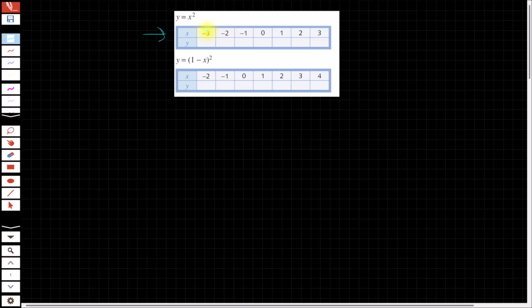We're missing the y values but we're given the x values. So all we need to do is plug each number into the function and then work out what the y is equal to. So we have -3. So this would be y equals -3 squared. We must square the whole number including the sign with it. So we have -3 multiplied by -3. Two negatives multiplied by each other gives us a positive. So we have 3 times 3 is 9.